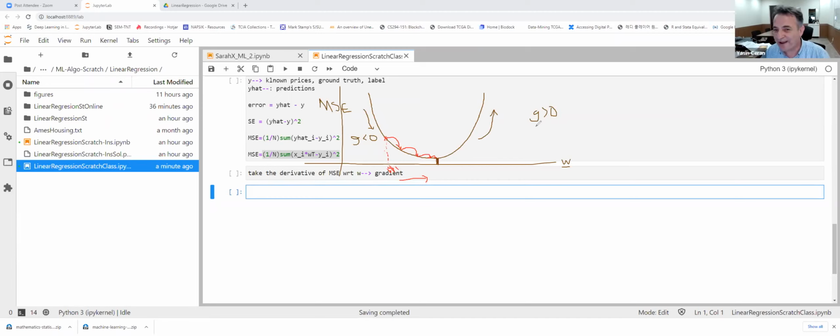If your gradient is greater than 0, that means you are climbing, you are on the right hand side of the minimum. In that case, you need to decrease your W so that you can get closer to the minimum. I'm going to call this step size the learning rate. Now I'm going to erase this whole thing.